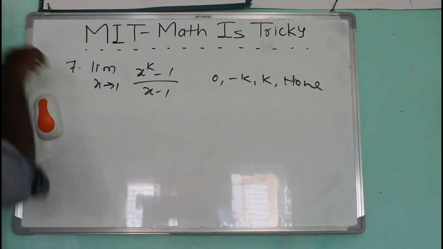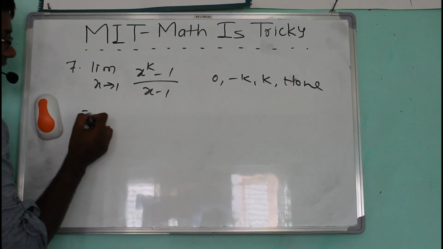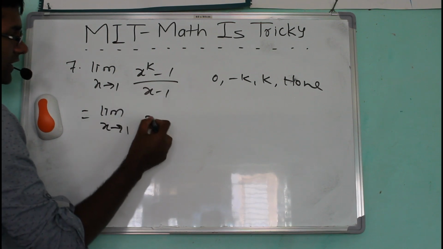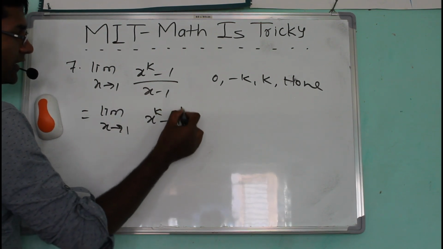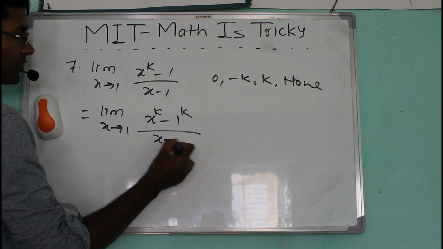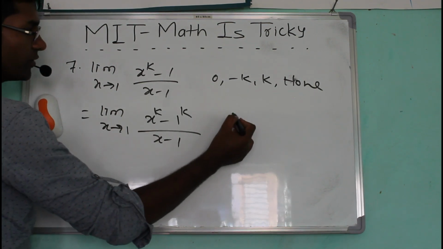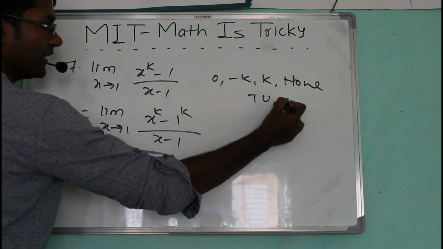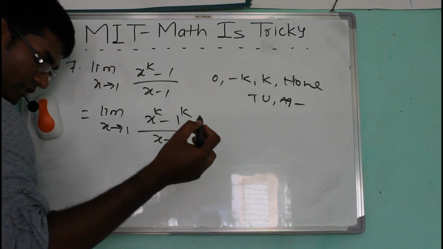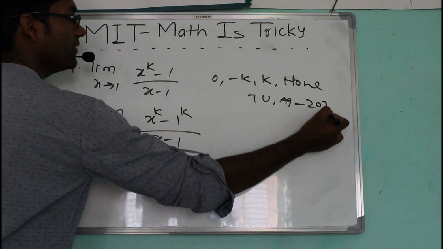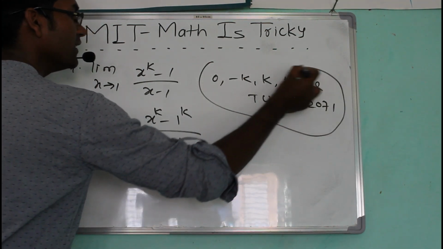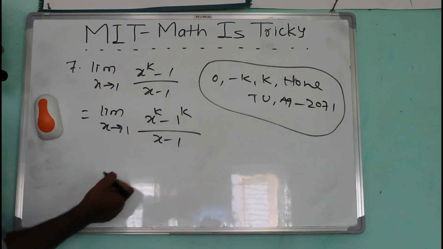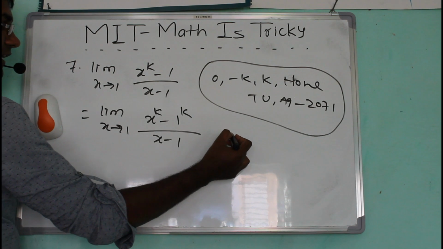So what is our answer? Simply, it's very easy. We can see limit x tends to 1, and for x power k we can write 1 power k also, and x minus 1. So it goes in the formula like this. Hope you remember this. This question was from TU Agriculture 2071. You can see that very tricky questions are being asked, not difficult questions but tricky questions. So you have to use a formula like this.